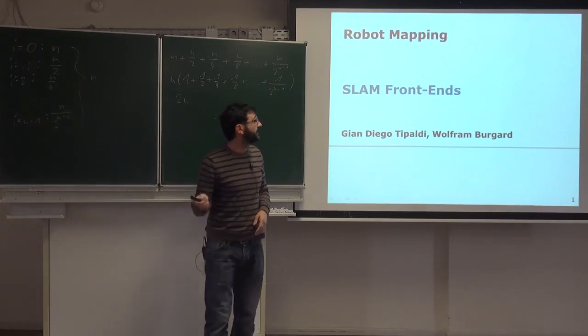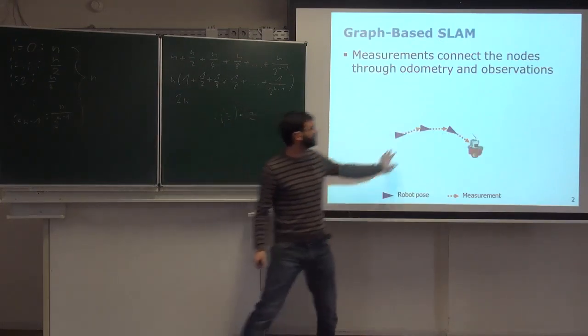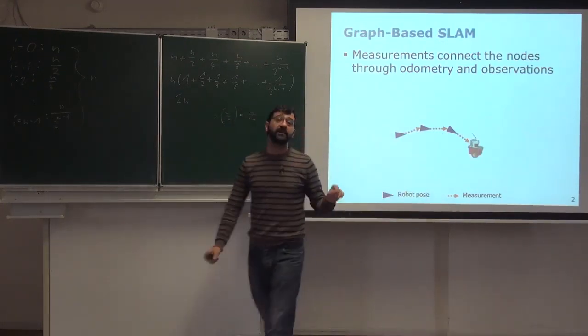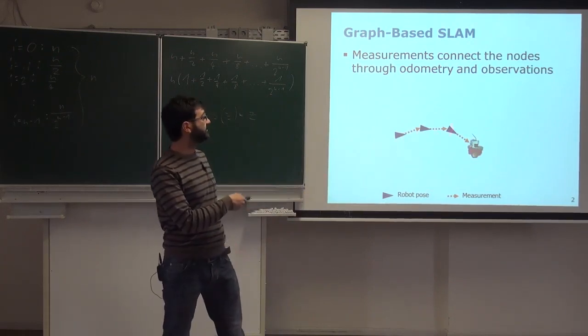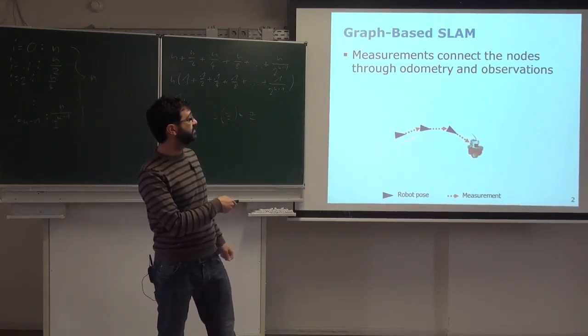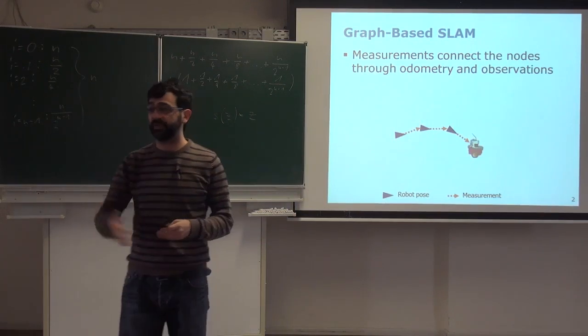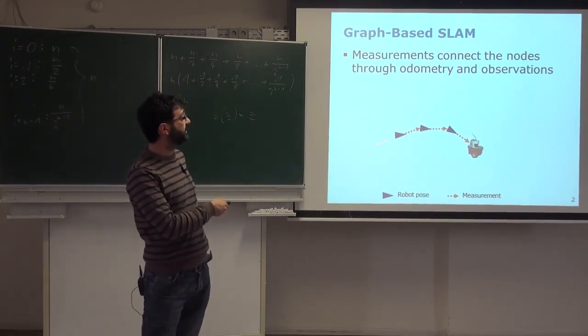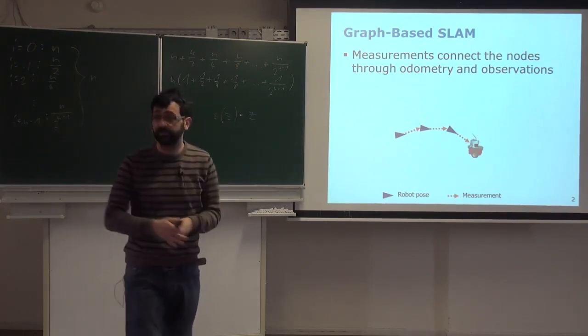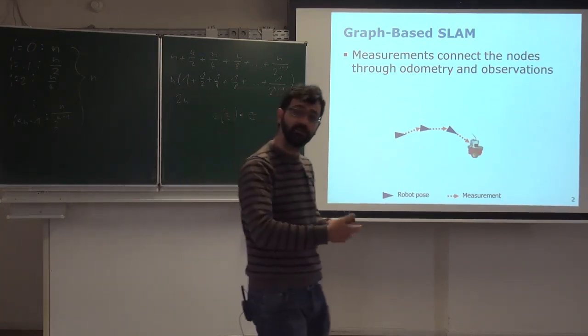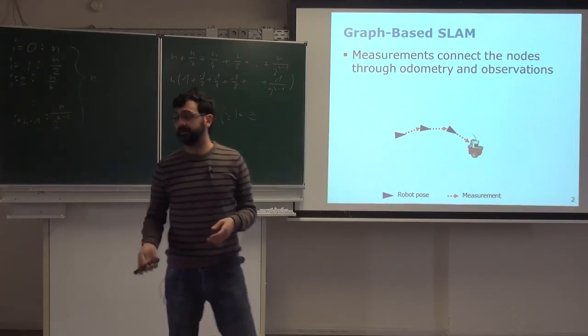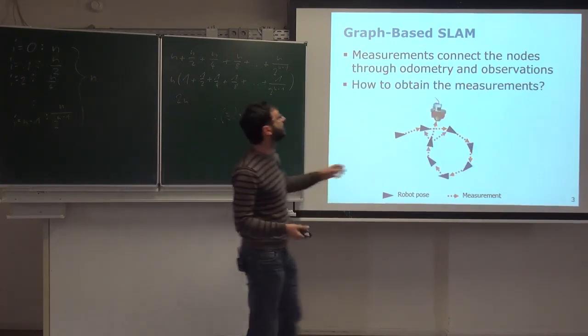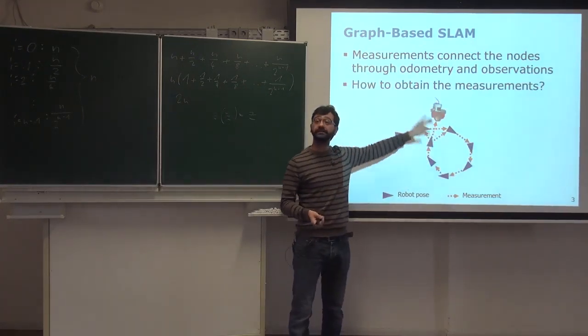So regarding the front end, what we've seen so far is the usual picture of graph-based SLAM, where we have the robot traveling around. It has different poses, different measurements here in orange, and it collects them over time. We said that one type of measurements are the odometry measurements, which are the ones that robots collect while moving around. And then there is another part of measurements which come from loop closure activity, or loop closing.